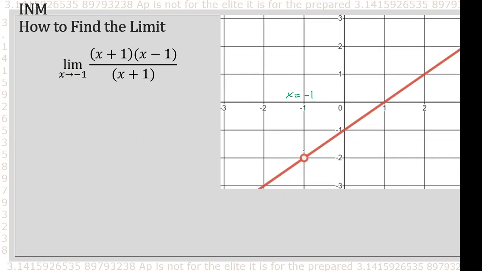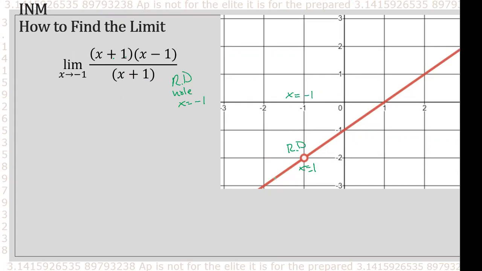Hopefully you were able to see that if I look at my function, I have x plus 1 in the numerator and denominator. That means I have a removable discontinuity, or a hole, where x plus 1 equals 0, so x equals -1. That will not stop us from getting this limit, but cases may vary.